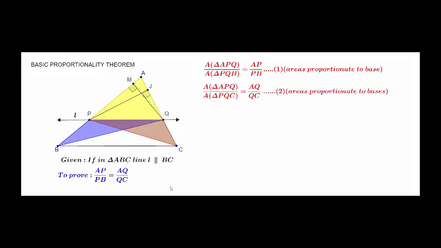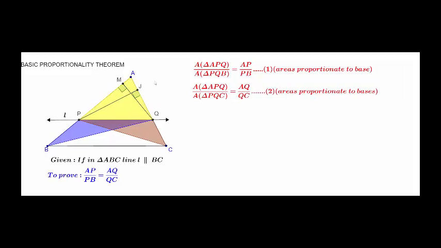So this is the second statement that we can write, that area of the yellow triangle, that is area of triangle APQ, upon area of the brown triangle, that is area of triangle PQC, is equal to the ratio of their bases, which are respectively AQ and QC.